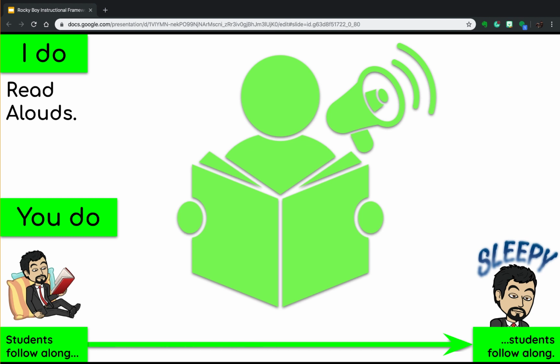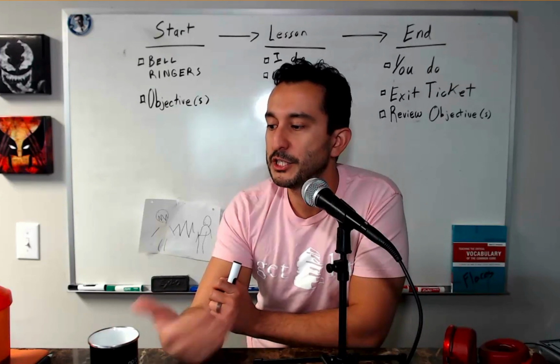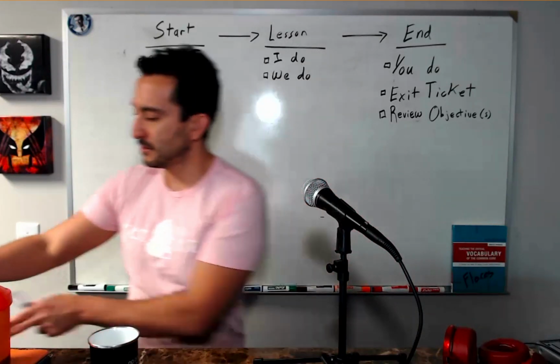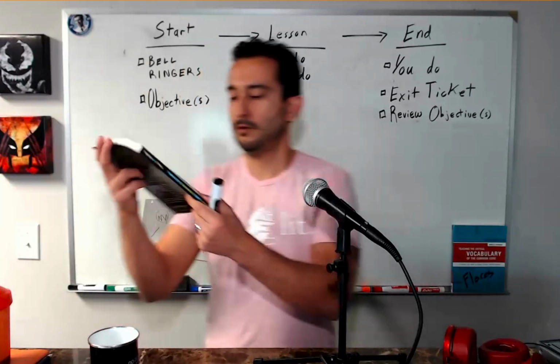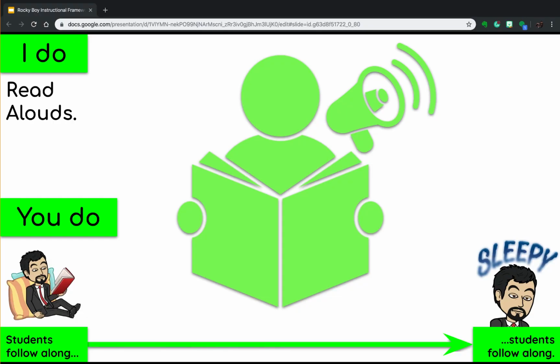Read alouds. So I personally, and this is just me personally, I feel we should want our students to read independently as much as possible, but I did recently come around to have a better appreciation for read alouds after reading this book, Who's Doing the Work by Jan Burkins and Kim Yaris. So now I believe it is important for teachers to strategically choose which chapters of a novel are appropriately complex for students to read independently and which are complex enough to merit read alouds mixed with your guidance and discussion.